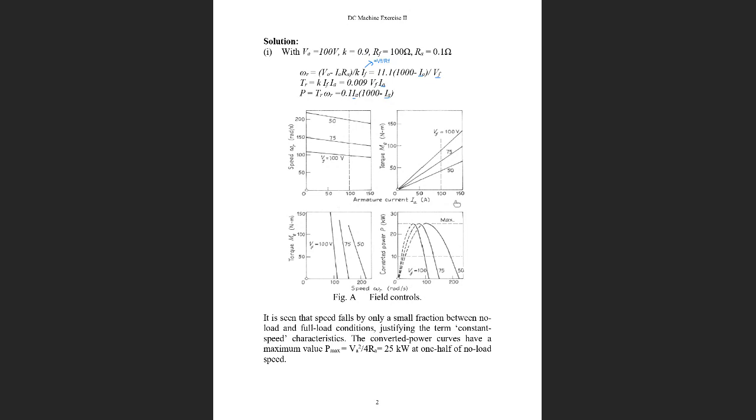But when we're looking at the torques, when the armature current is zero, of course the torque is zero. When the armature current increases, the torque increases linearly. But look at here. For a higher field voltage, therefore higher field currents, you can get a little bit larger torque increments.